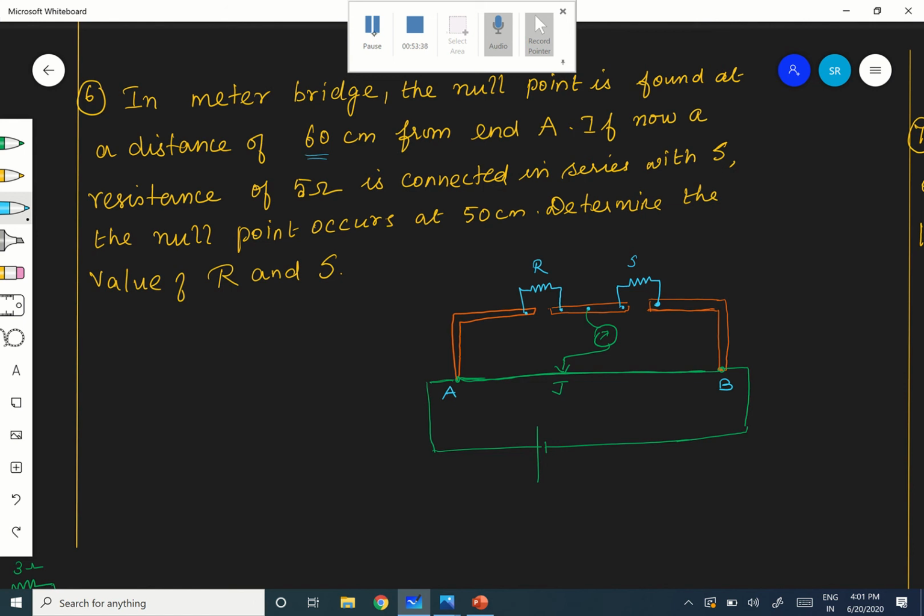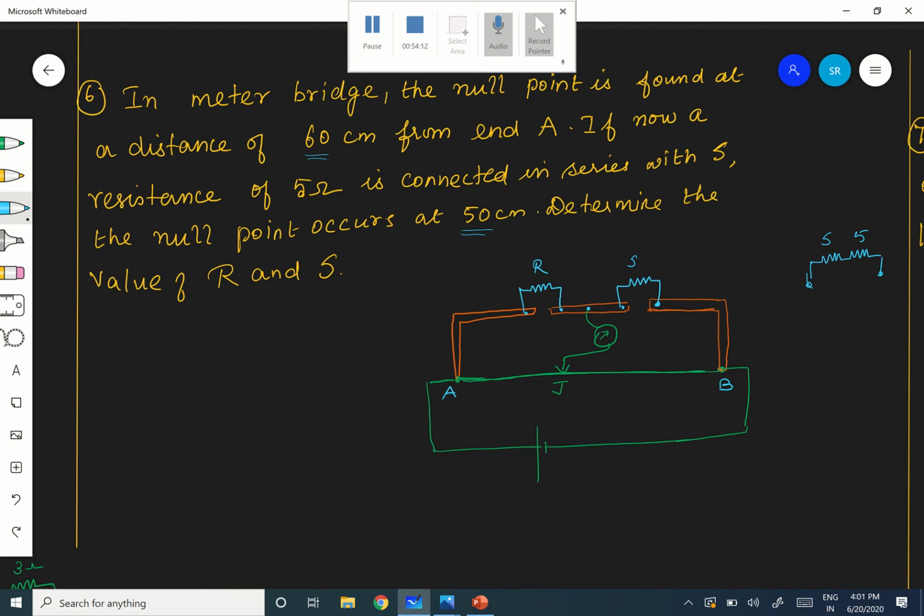From A, AJ is equal to 60 centimeter. After that, with the S, one more 5 ohm resistor is added in series. So in the second case, in the right gap, S and one 5 ohm resistance are added. Both are added now. Then at that time what is the null point? It is 50 centimeter. AJ becomes 50 centimeter. Right, this is the data given. You are asked to find out R and S.